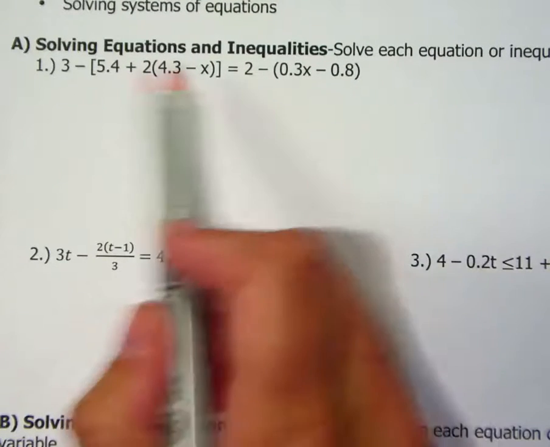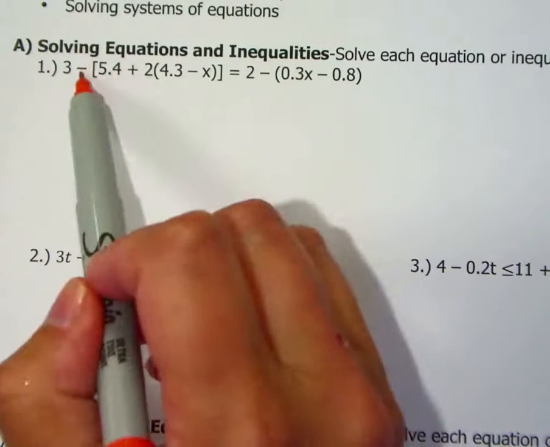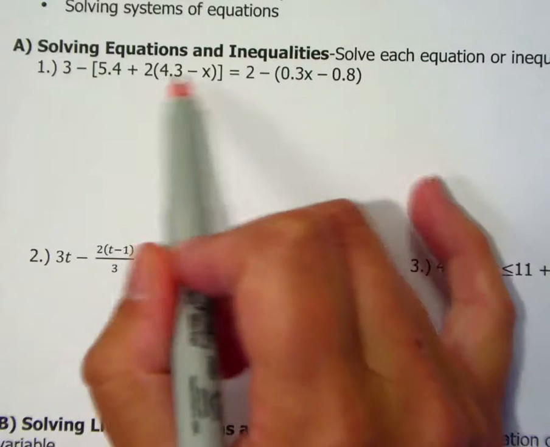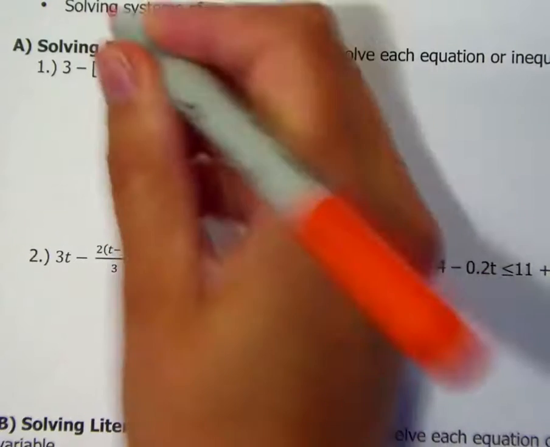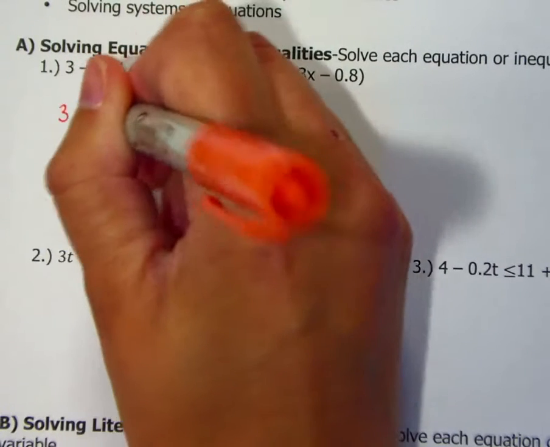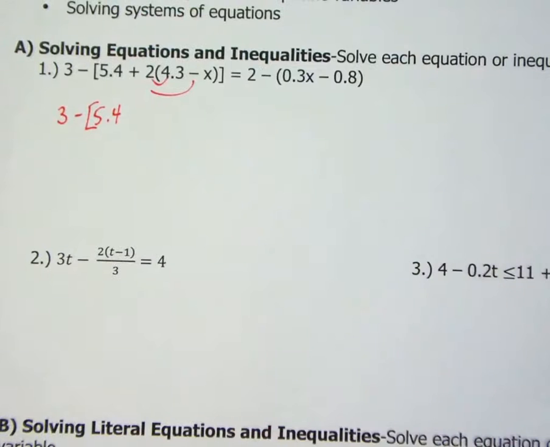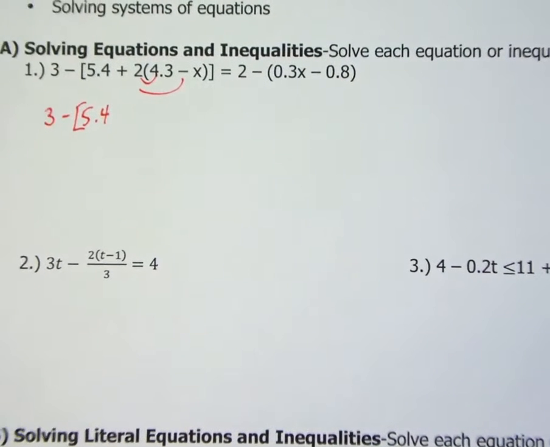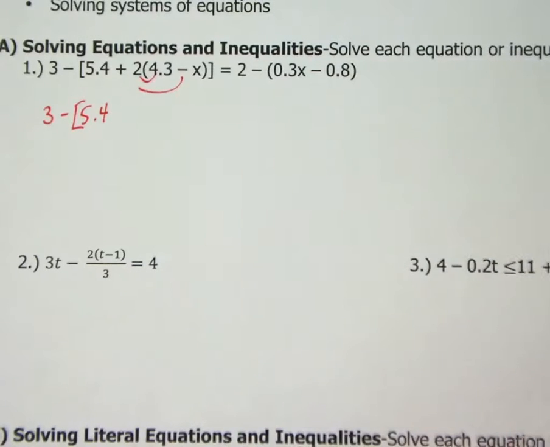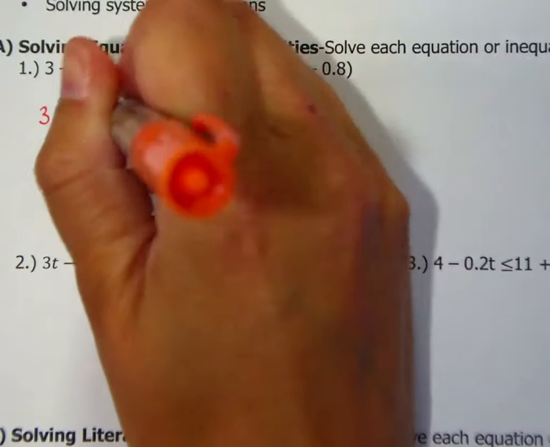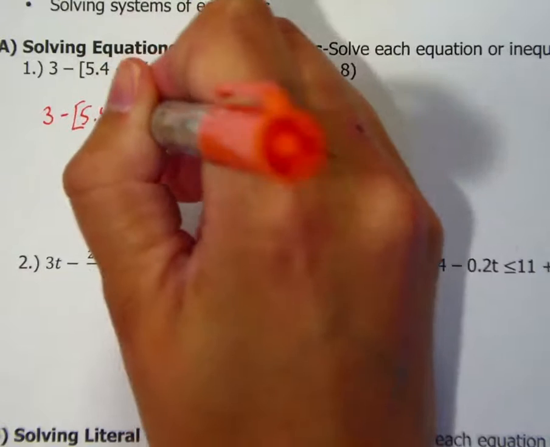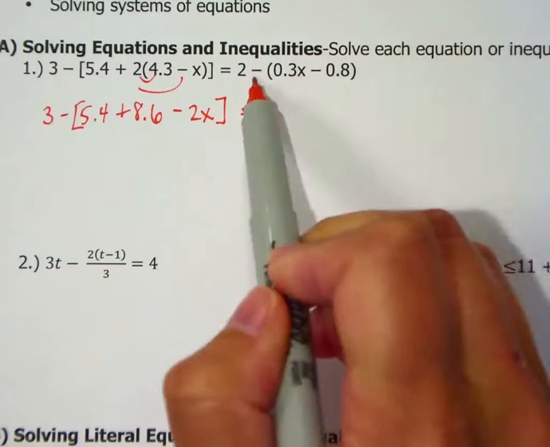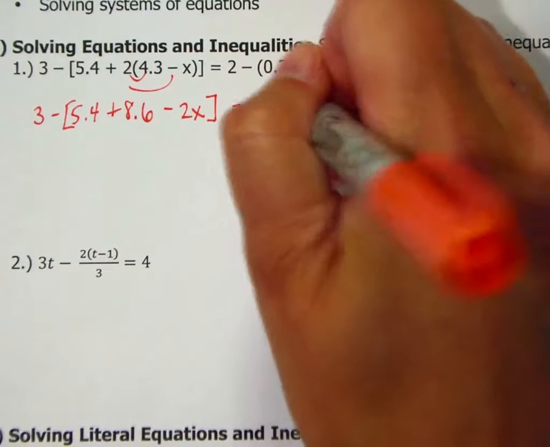anytime we see a bracket or a parenthesis, we know that indicates multiplication. So the first thing that we will do is work all the way inside out. I'm going to go ahead and distribute the 2, bring everything else down. I know you guys are getting up into some higher levels, but don't be too proud to still show some work so you don't make silly mistakes. So this is going to be plus 8.6 minus 2x, and then we can distribute this negative throughout that quantity.